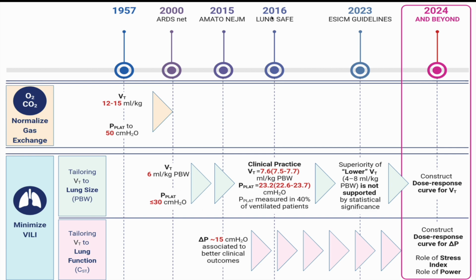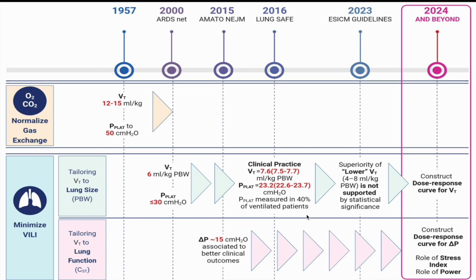So next, in 2016, the LUNG SAFE trial showed that we give a tidal volume of around 7.6 ml per kg of the predicted body weight and keep a P plat of 23.2. But this covers most of the patients, and doesn't necessarily restrict itself to the severely ill patients. So probably that is the reason, because the severe patients were fewer, the P plats and the tidal volumes are this low. The 2023 ESICM guidelines have shown that the superiority of the lower tidal volume is not really supported by statistical significance.